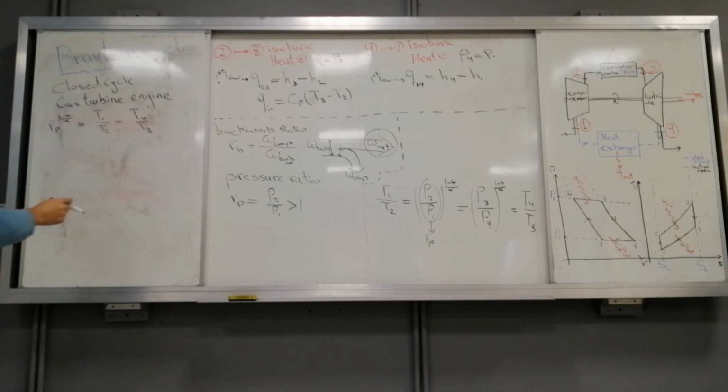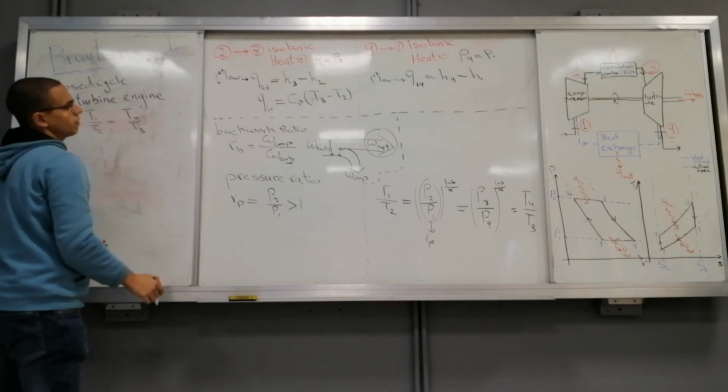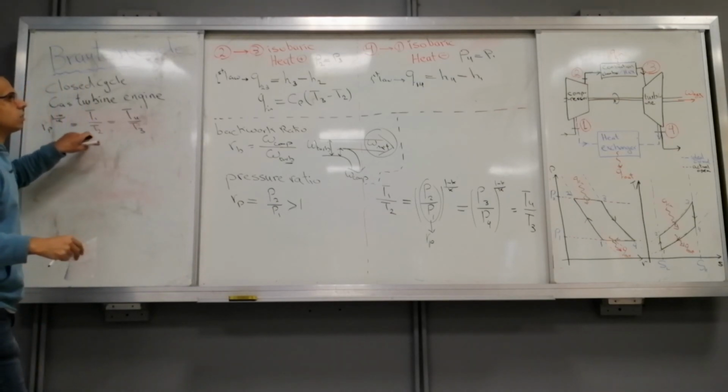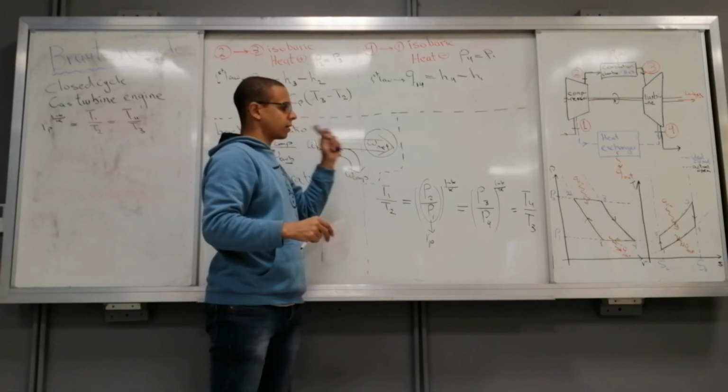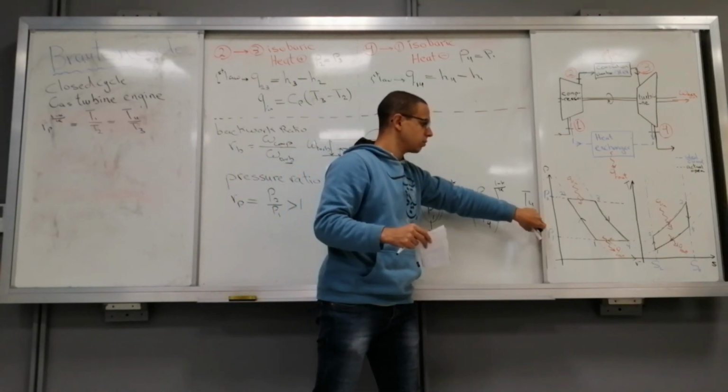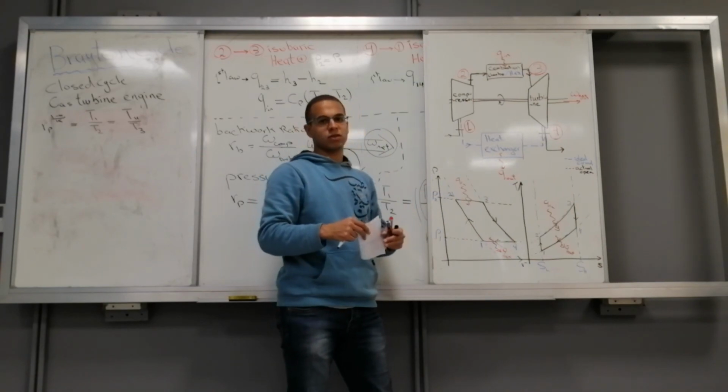That's it, very good. We're in good shape. In a minute, we're going to use this relation in addition to these two Q's that go into and out of the system to deduce the thermal efficiency of the cycle.